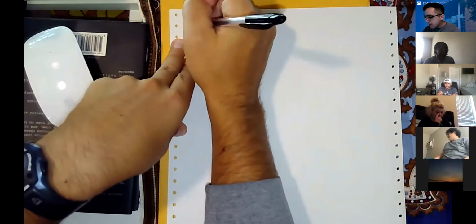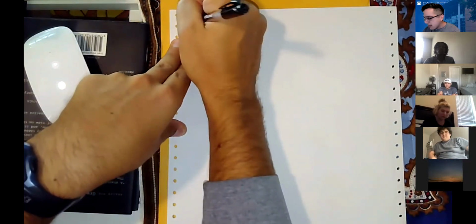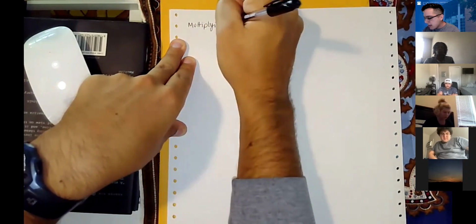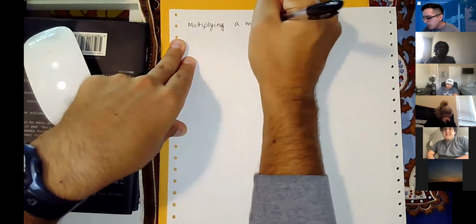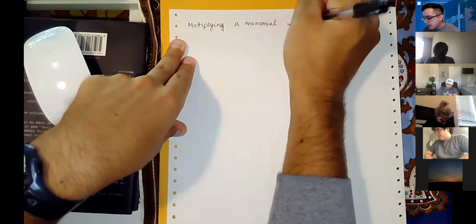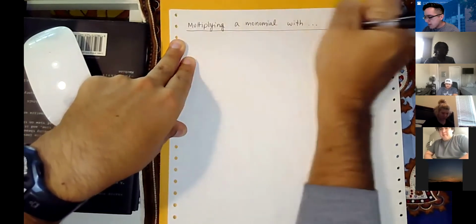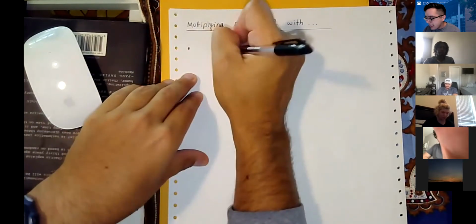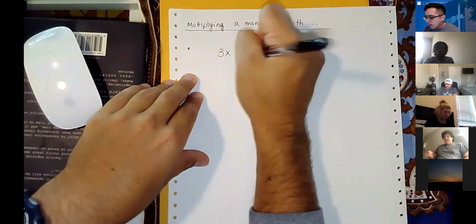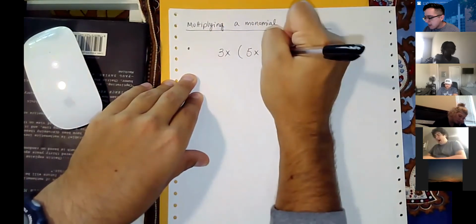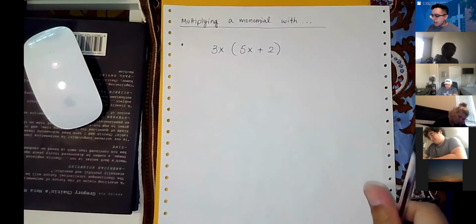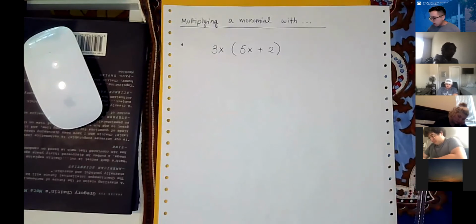Okay. So let's talk about multiplying a monomial with a binomial. So let's say I had 3x and I wanted to multiply that by 5x plus 2. What should this multiplication come out to be? What should the result of the multiplication be?